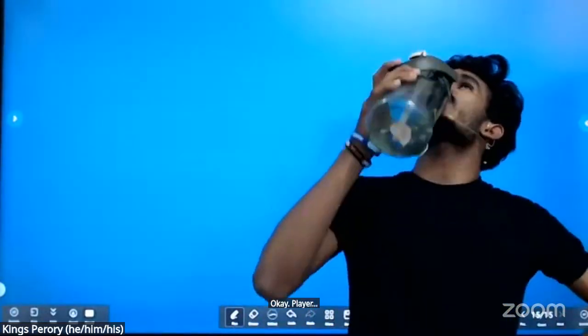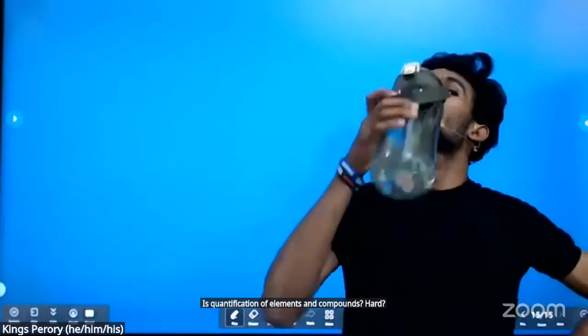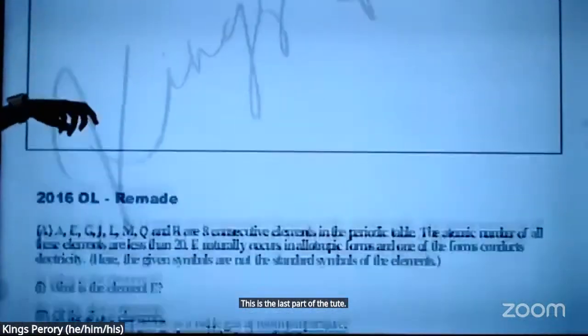Clear? Is quantification of elements and compounds hard? Is it hard? With that same spirit, we'll go to the next part as well. This is the last part of the tube. I want to finish up. Go.